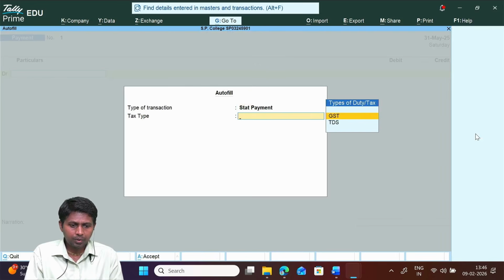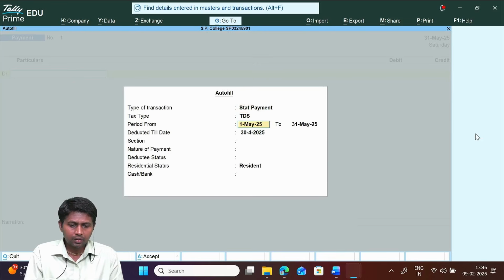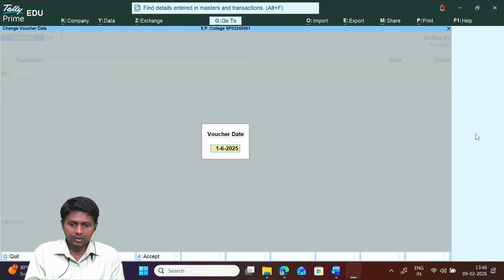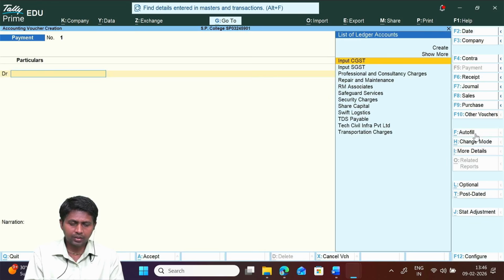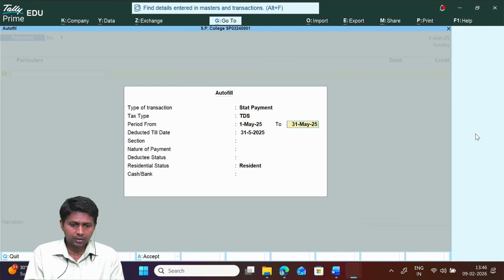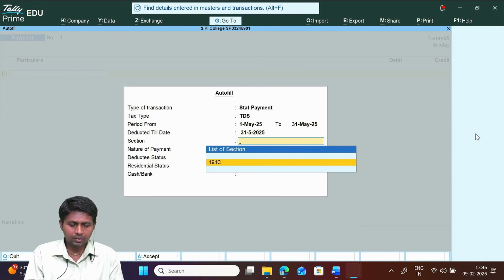Now do one thing. Before passing this entry, change the date. I want June month, before 7th, any date. I will keep 1/6 as it is. Autofill, statutory payment, TDS up to 31st May. In May, correct. These are correct dates. Say 194C. This is correct. 194C, payment to contractor.